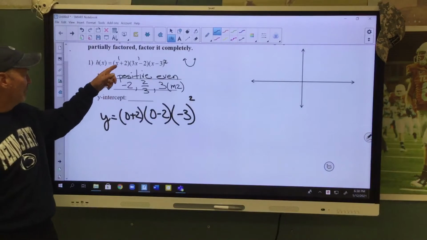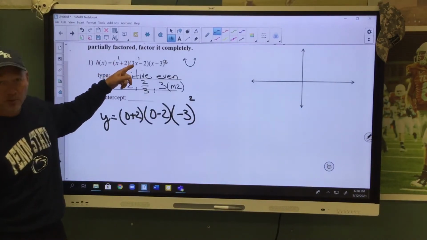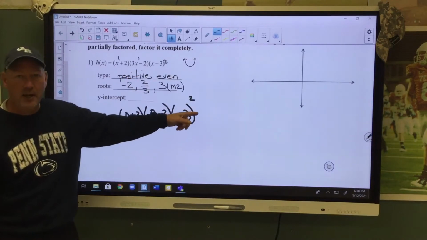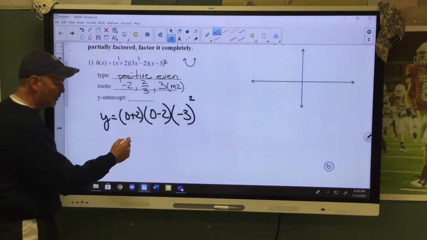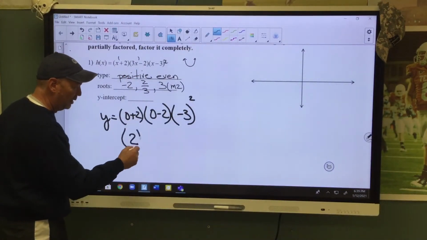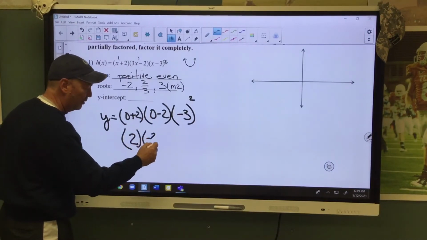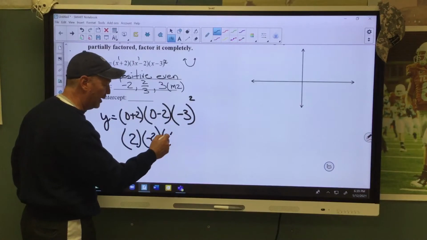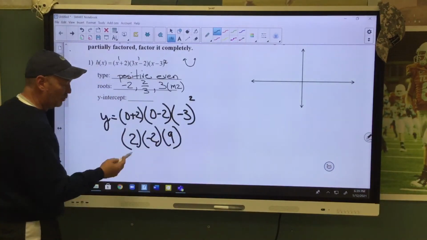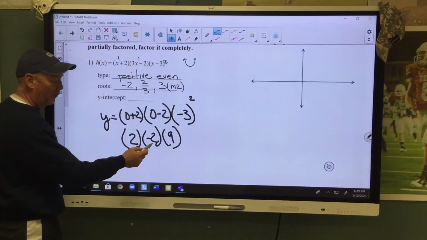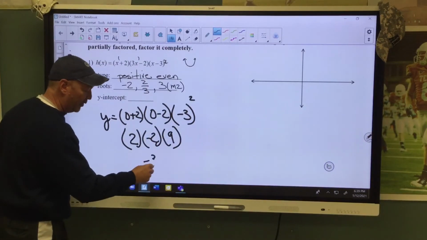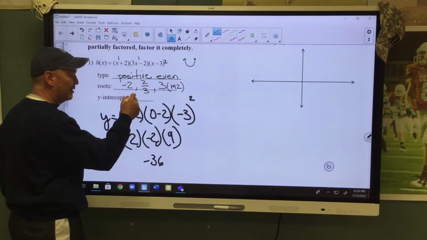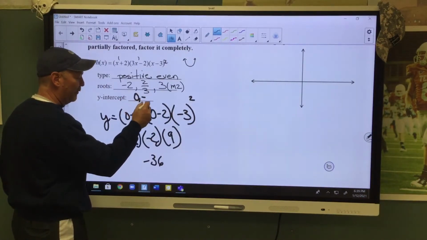So we put a 0 here, put a 0 there, which 3 times 0 is 0. We put a 0 here, but it's squared. This is going to give me 2 times negative 2 times negative 3 squared is a positive 9. So 2 times negative 2 is negative 4 times 9 is a negative 36. My y-intercept is going to be at 0, negative 36.